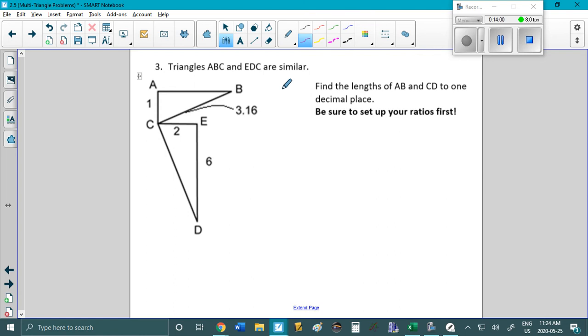And then I got this triangle here. So triangles ABC and EDC are similar. So triangle ABC is similar to triangle EDC. Find the lengths of AB and CD. So AB, we'll call that C1 because this is triangle 1. This is triangle 2. And CD, this will be little e. Okay, so we go like this. A over E equals B over D equals C1 over C2.